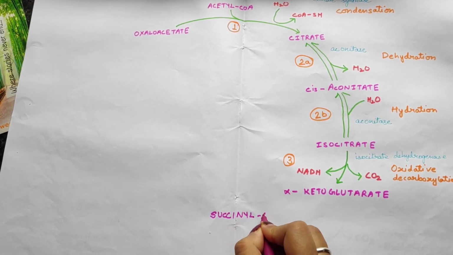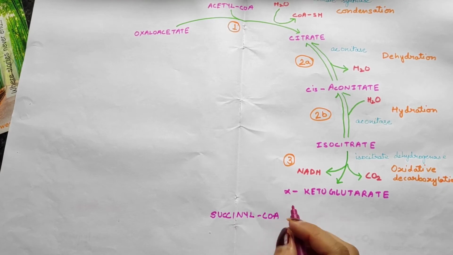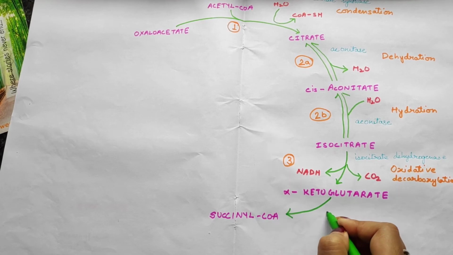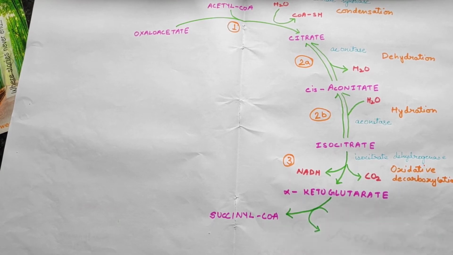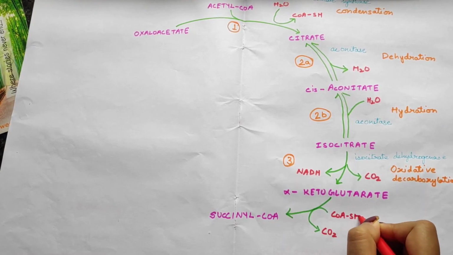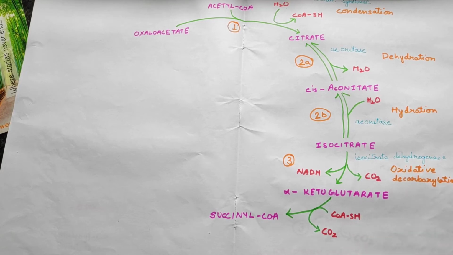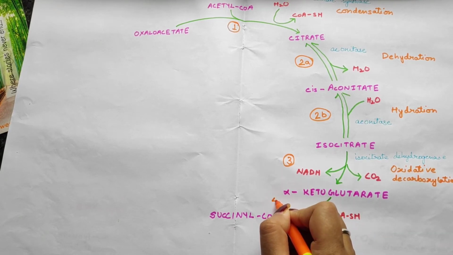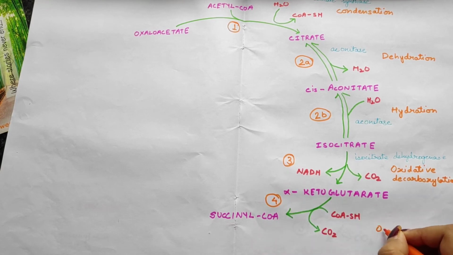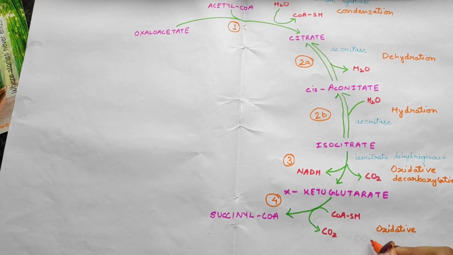Now the fourth step, formation of succinyl-CoA, or the conversion of alpha ketoglutarate to succinyl-CoA. This is also a non-reversible reaction, therefore a single arrow. In this step, another CoA group, coenzyme A group, will come and join with the alpha ketoglutarate, thus forming the succinyl CoA with the release of one molecule of carbon dioxide. Therefore, it is called oxidative decarboxylation.